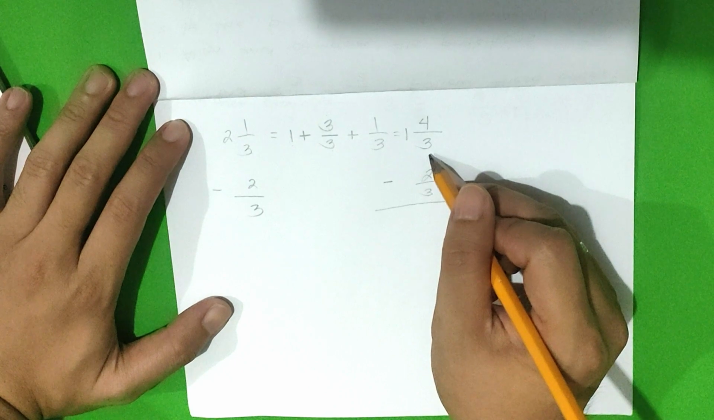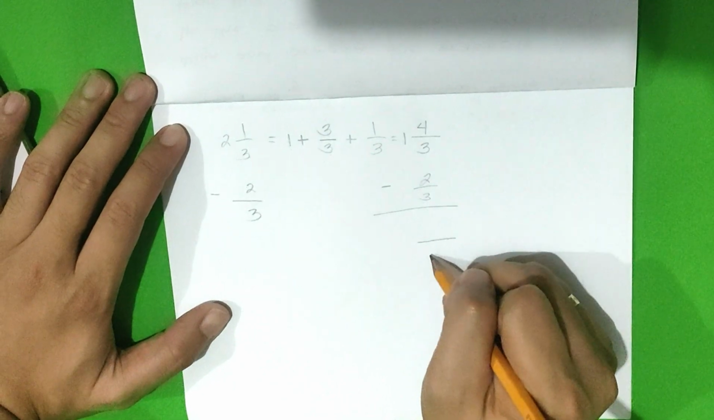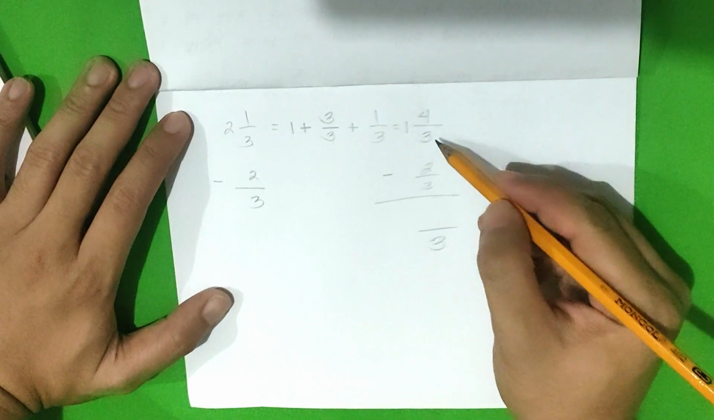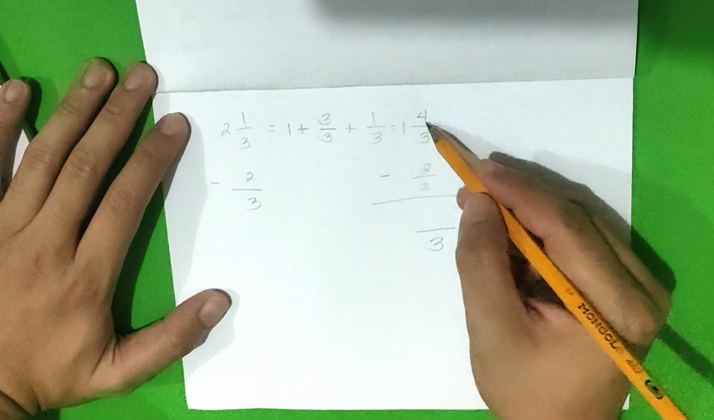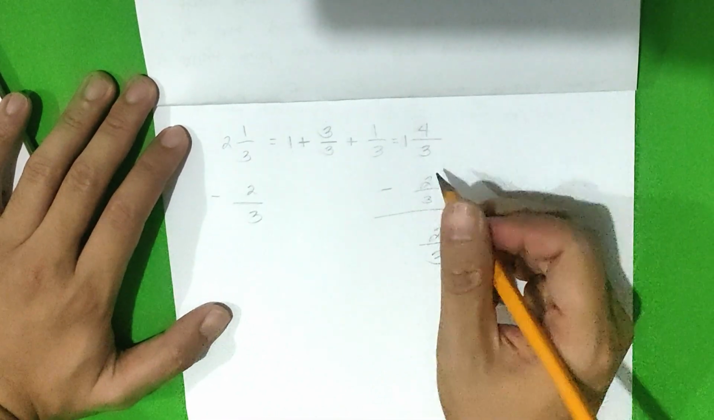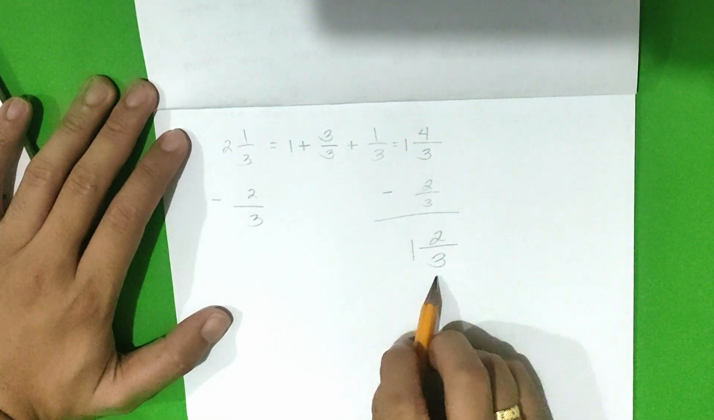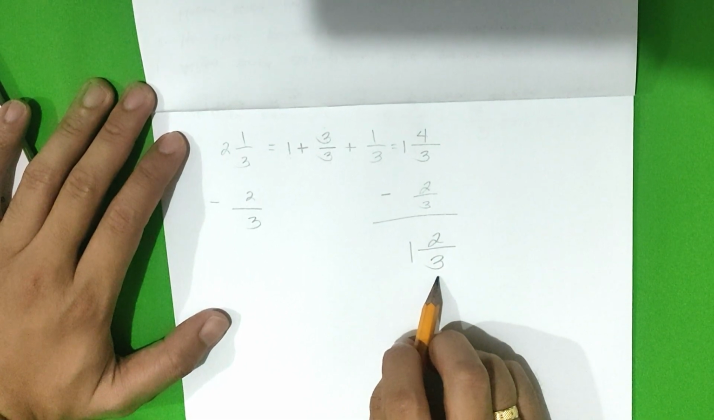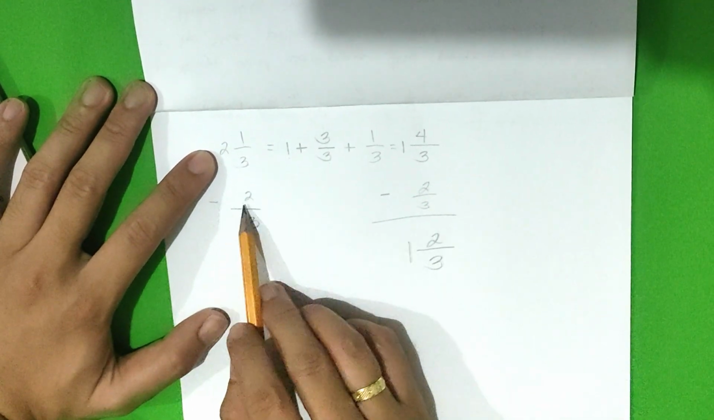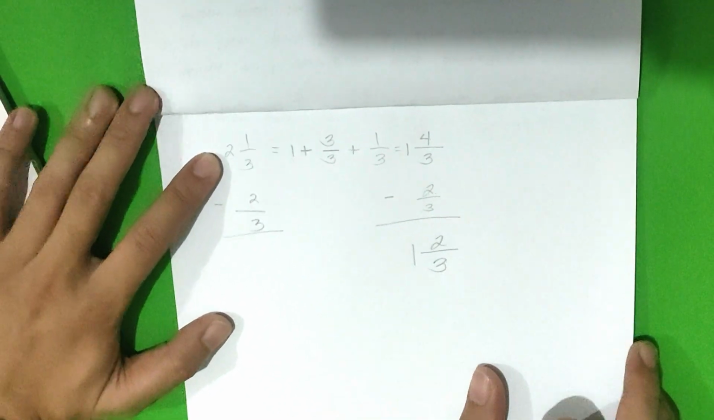So, let's now subtract 1 4/3 minus 2/3. Since they are similar fractions, let's copy the denominator 3. Then let's subtract 4 and 2. 4 minus 2 is equal to 2. And then let's just bring down the whole number 1. Since our difference is in lowest term already, this is now our final answer. So, 2 1/3 minus 2/3 is equal to 1 2/3.